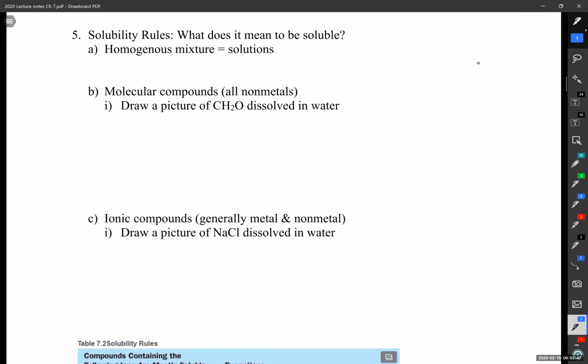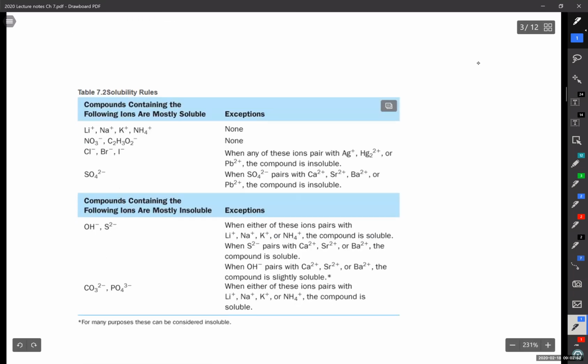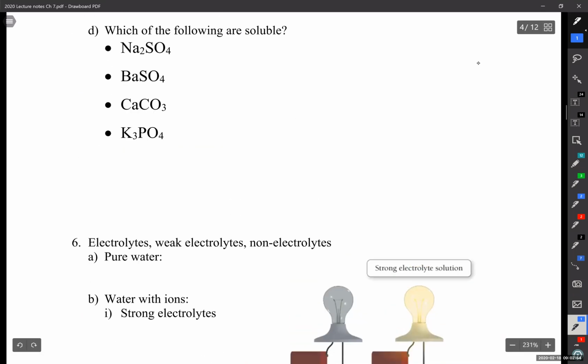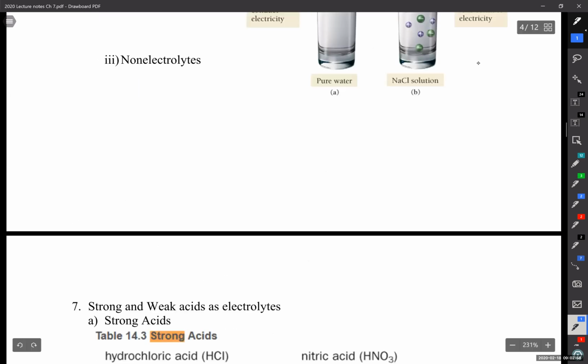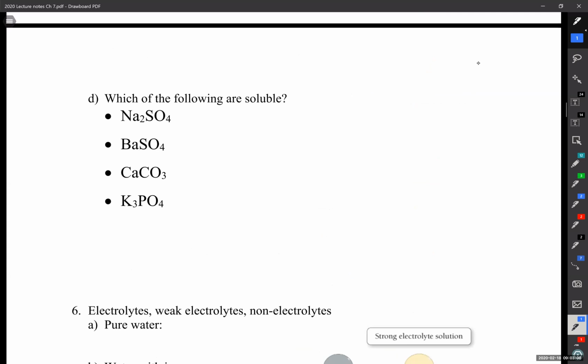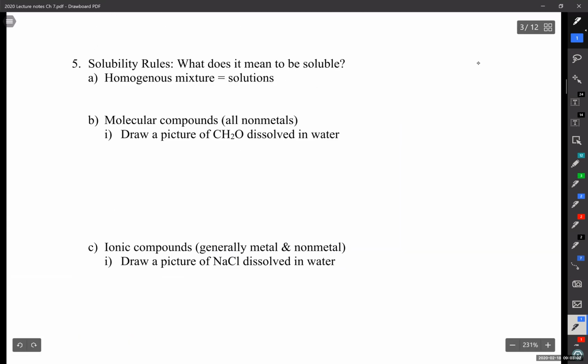Okay, so I'm going to talk a little bit about solubility, and then do some predictions, and then we're going to do some reactions. So let's see. How far do I want to get? Yeah, let's just look at this stuff here real quick.